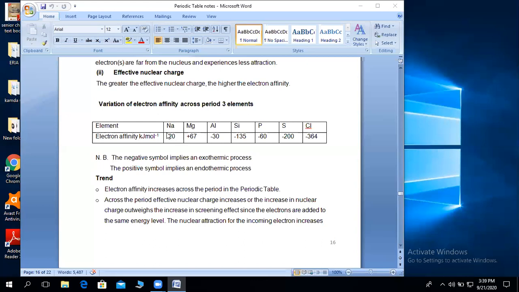Now this is across the period. We have down the group and across the period. Across the period, you know what it means. It is going to the right.